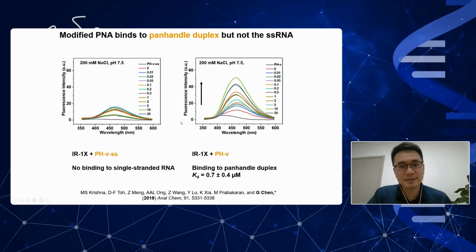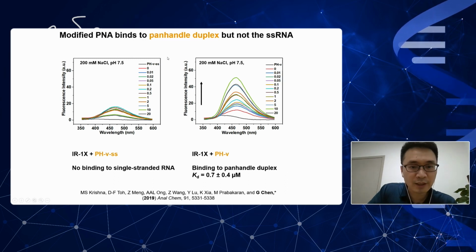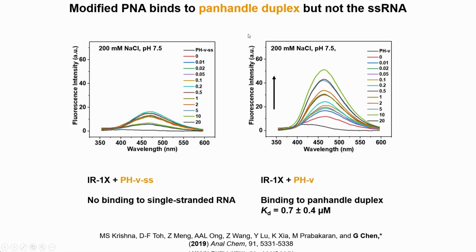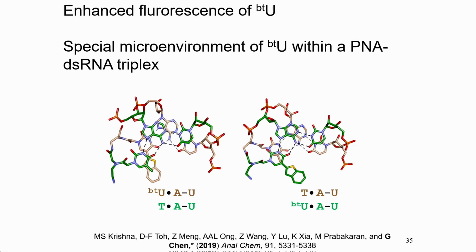On the left side, we can see that titration of single-stranded RNA into the PNA shows no response. The PNA fluorescence stays at the same value. On the other side, you can see the titration of this double-stranded RNA, which we named PHV, panhandle viral RNA, into this PNA. You can see enhancement of fluorescence. Based on this fluorescence data, we can fit the curve and get a KD of 700 nanomolar, which is similar to the gel shift data. So based on this data, we can see that our PNA selectively binds to double-stranded RNA over single-stranded RNA.